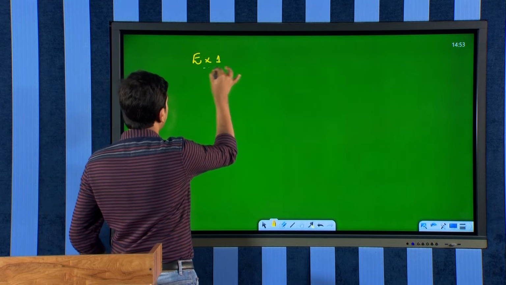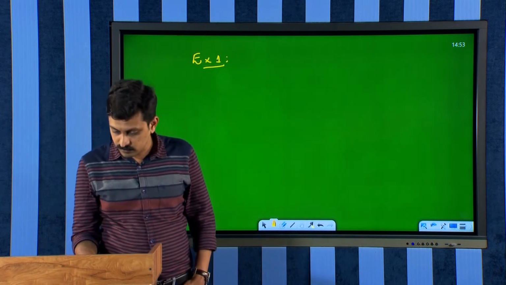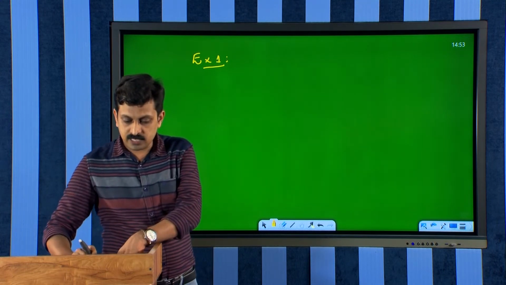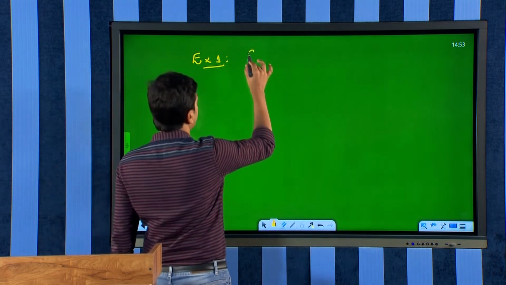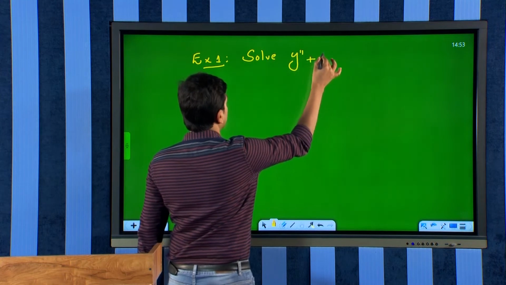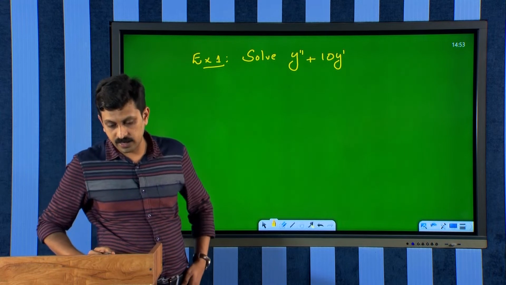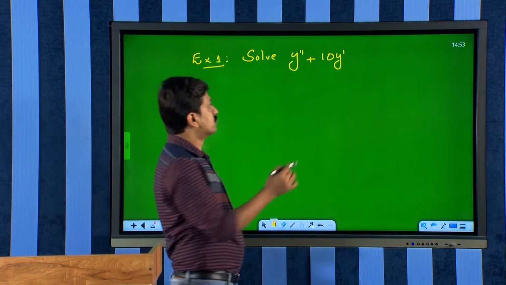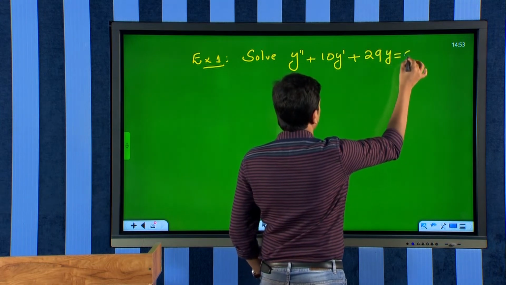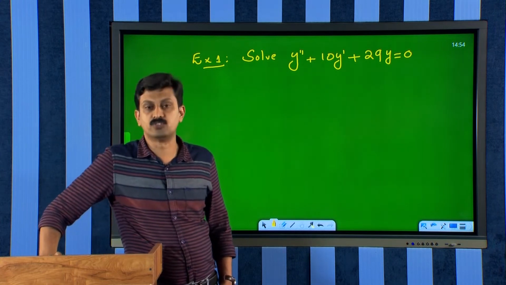In example 1, we will discuss: solve y double dash plus 10 y dash plus 29 y is equal to 0.